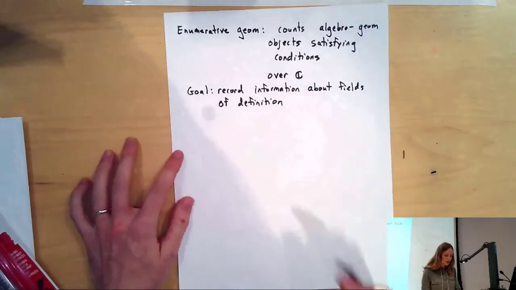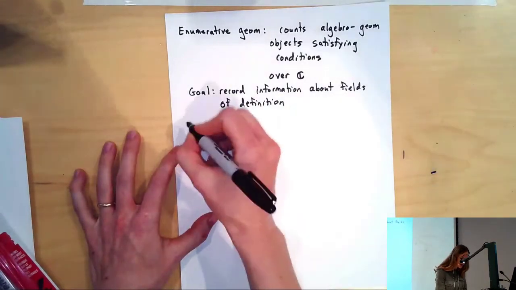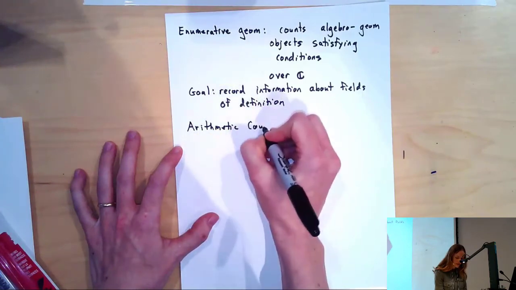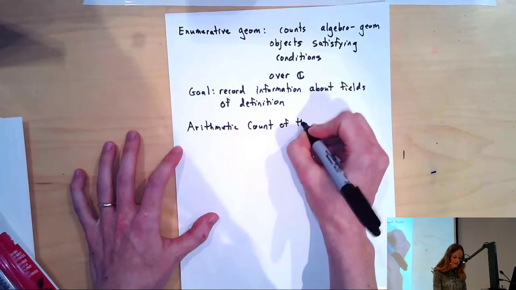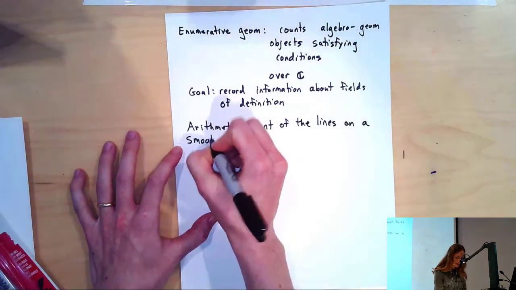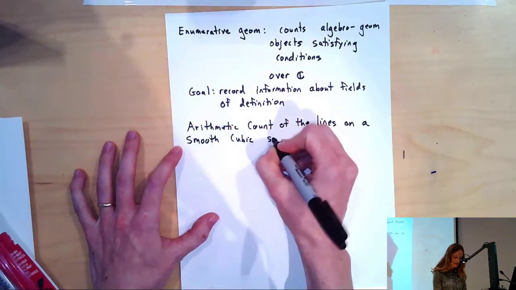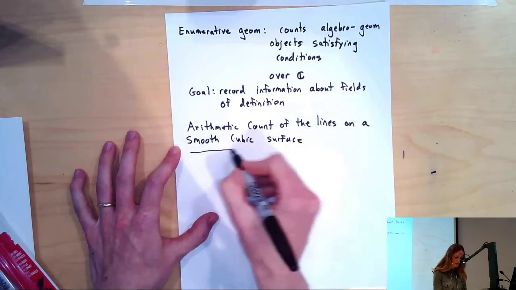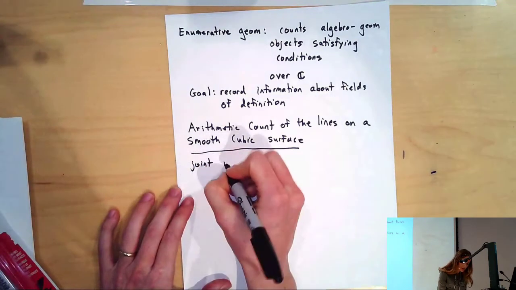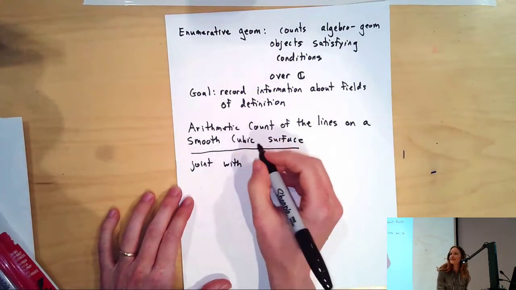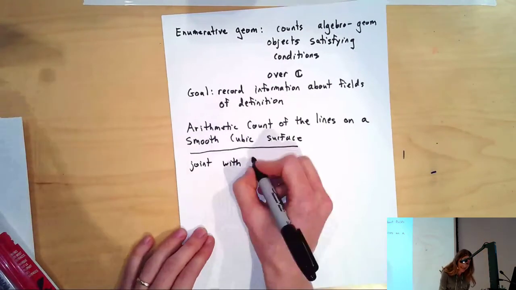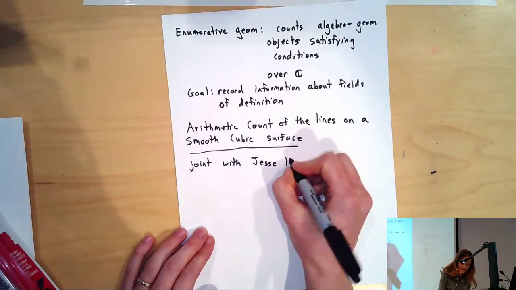We're going to start with an example, and this is joint work with Jesse Cass. So we're going to do an arithmetic count of the lines on a smooth cubic surface. And this is joint with Jesse, who is here. There he is, Jesse Leo Cass.